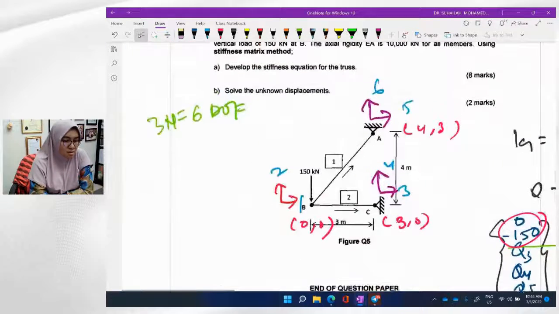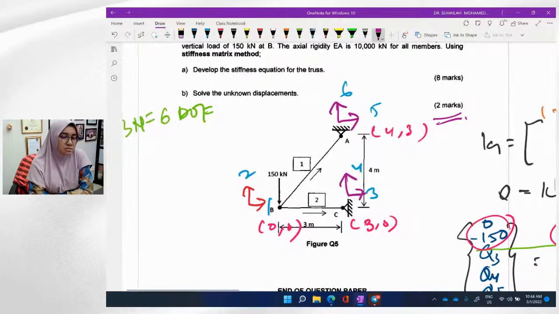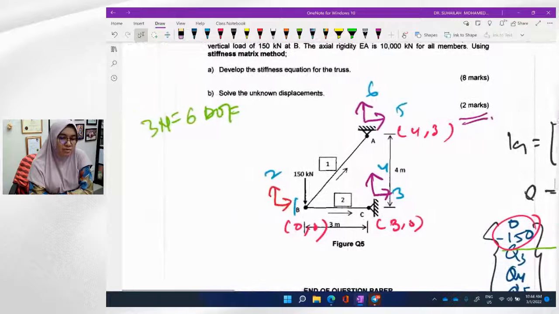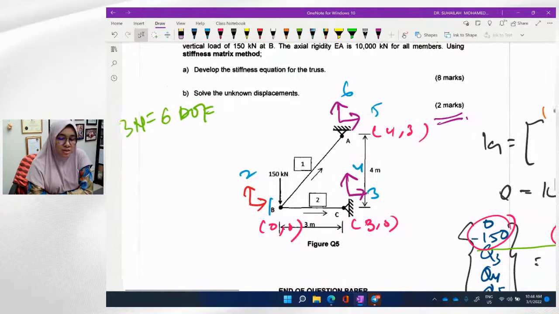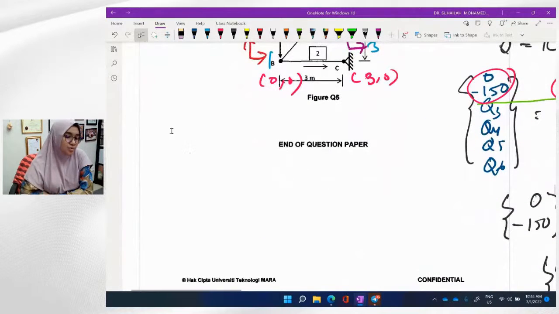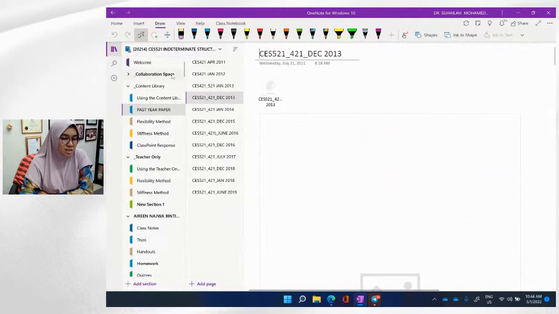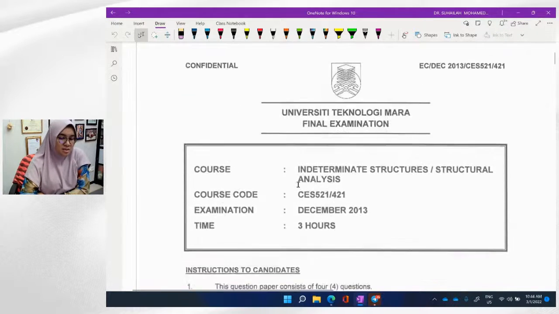Okay. So for the unknown displacement only. Of course, you can continue to calculate unknown reaction as well as member forces if you need. But to answer this question, you just need to give the unknown displacement D1 and D2. Okay, so let's move to the next question, 2013.